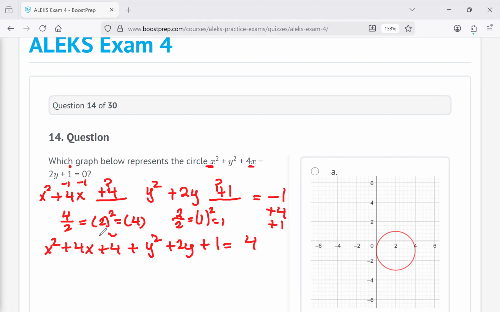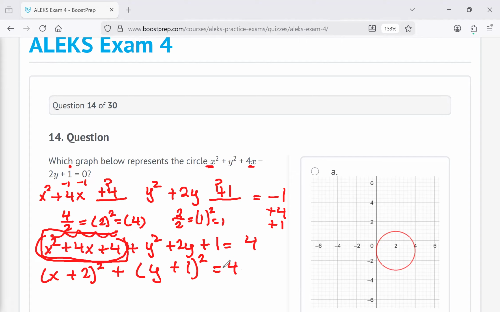Then what I'm going to do is put it in factored form, kind of like going backwards. Over here, x squared plus 4x plus 4, I can factor as x plus half of your b. If your b is 4, half of that is 2. Then close the parentheses and square it. When you FOIL this out, you get this, so it's kind of like going backwards. The same thing here: I'm going to put parentheses, a y, and then half of my b. If my b is 2, half of that is 1. Square that, this is 1. And this is what the standard form of a circle is.